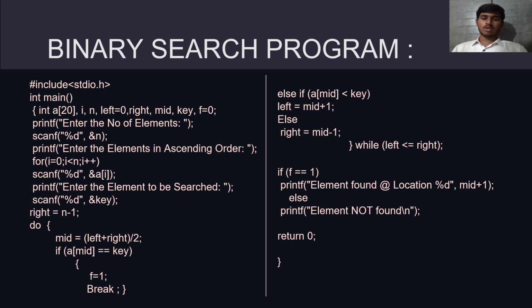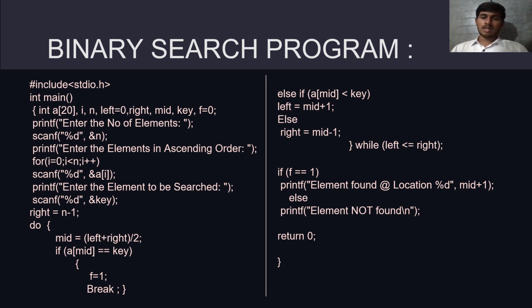Next we use the do while loop here. Inside the do while loop, we create a new variable which is mid, whose value is left plus right by 2. Then we use the if statement: if the value of array of mid is equal to the key, which is the element which we need, we get the boolean value as true, which is 1. We'll break the statement and terminate the program.